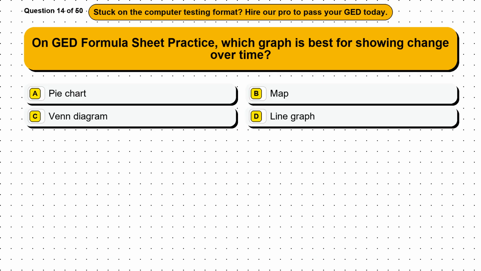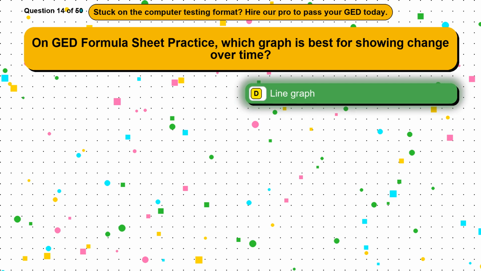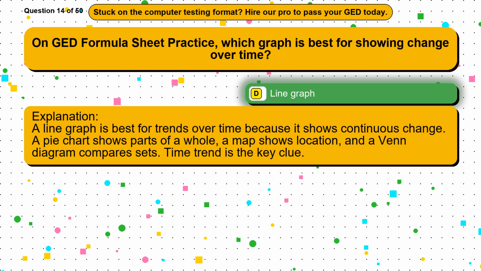Question 14. On GED formula sheet practice, which graph is best for showing change over time? Option A, pie chart. Option B, map. Option C, Venn diagram. Option D, line graph. The correct answer is option D, line graph. A line graph is best for trends over time because it shows continuous change. A pie chart shows parts of a whole, a map shows location, and a Venn diagram compares sets. Time trend is the key clue.